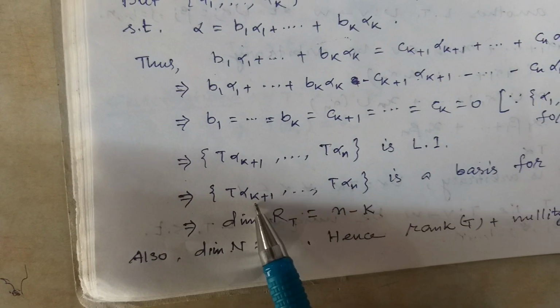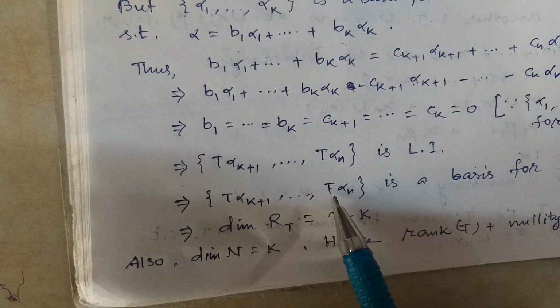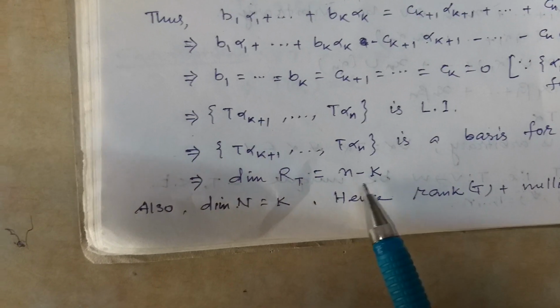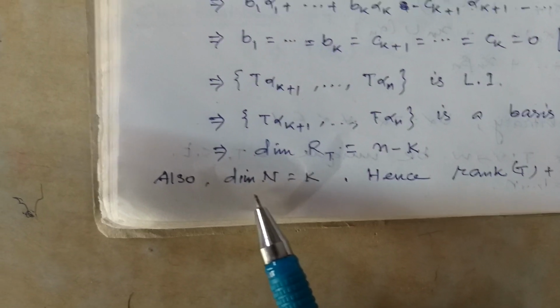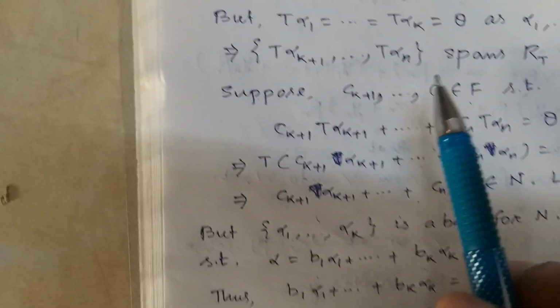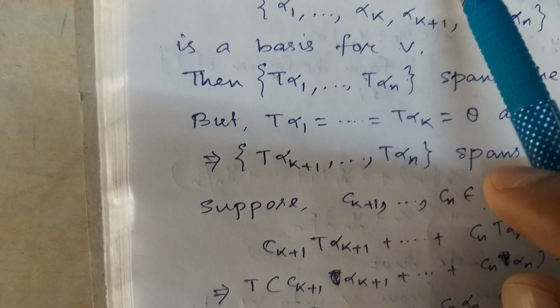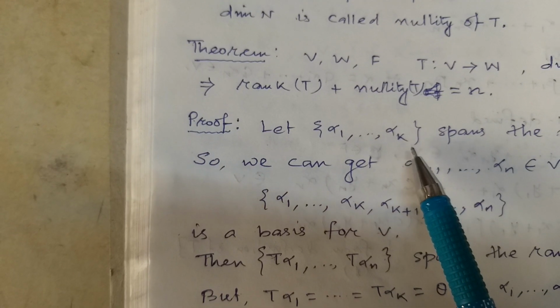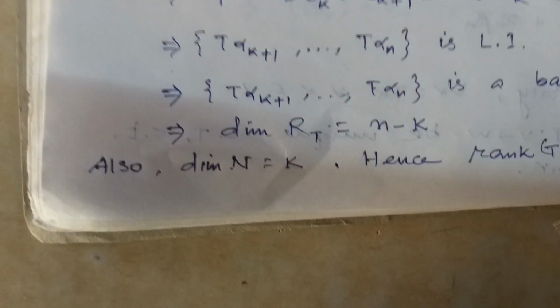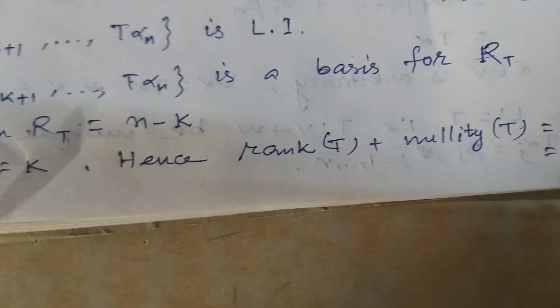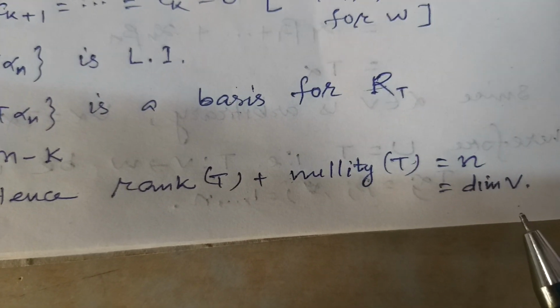So how many elements are there? There are n minus k elements. So the dimension of R(T) is n minus k. Also the dimension of the null space has been taken as k, as k elements span it. Hence rank of T plus nullity of T equals n, which equals the dimension of V.